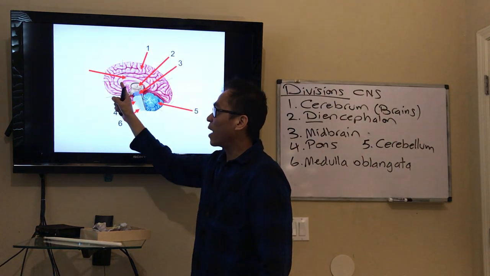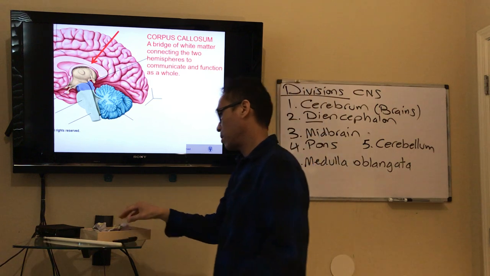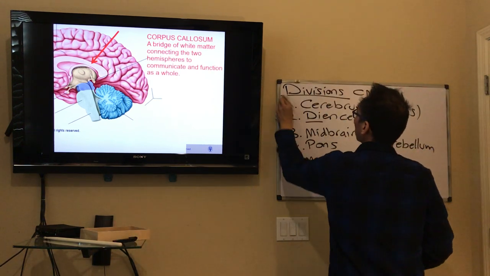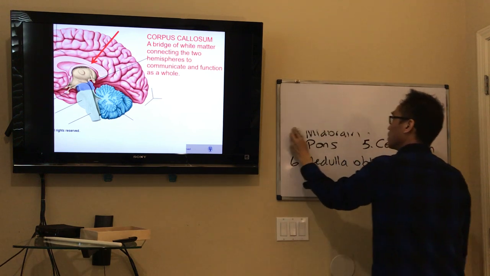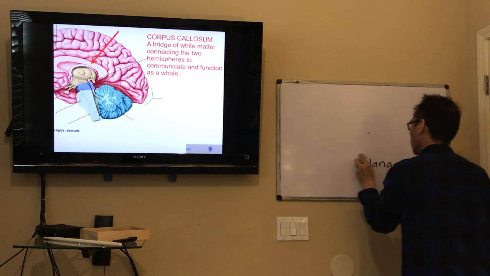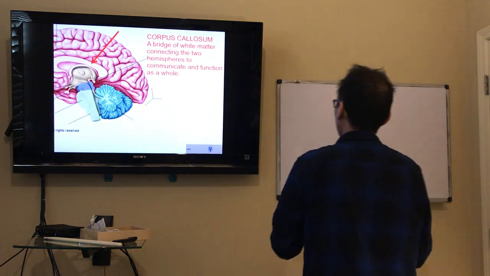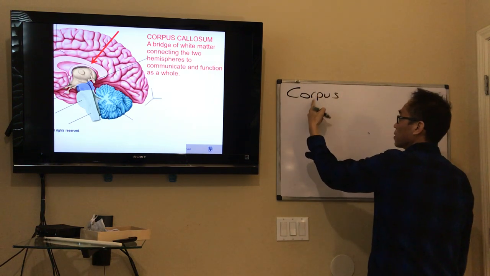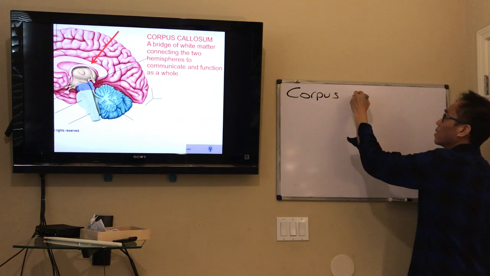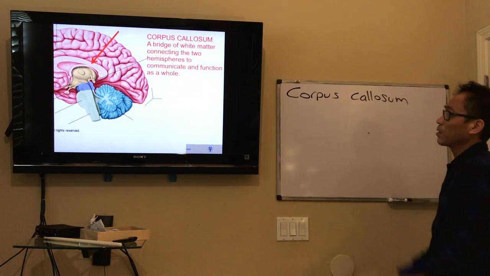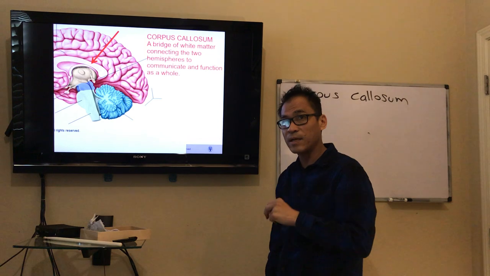So to talk about the basic functions of these different divisions, I'm sorry, on the previous slide, that one was unnumbered, but I did talk about it before. This is the corpus callosum. Corpus means body. Callosum is a thickening, like a callus on your hand, a thickened body. But we had said earlier, it's a bridge of white matter connecting the two hemispheres, allowing them to communicate as a whole. So your two brains function as one.